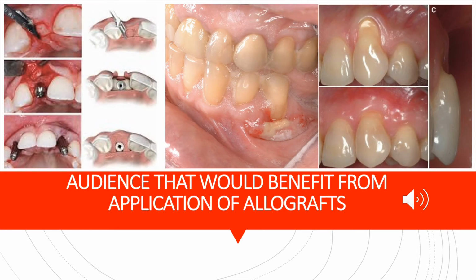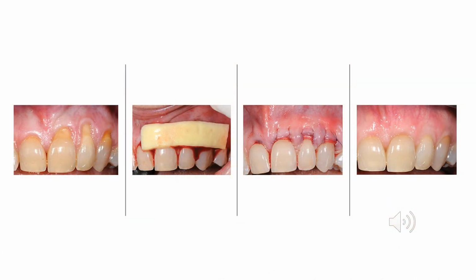The audience that would benefit from the application of allografts would be those who require root coverage, gingival augmentation, or soft tissue augmentation around their implants. The first photo illustrates advanced gingival recession. The second photo, as you can see, shows how the Alloderm is sutured and how the pouch is coronally positioned. The third photo shows the Alloderm being placed into the mouth, and the fourth photo shows how 2 months after the surgery, the root coverage is near complete and marginal tissue is thick and stable.